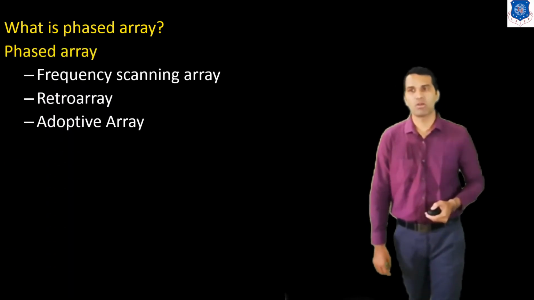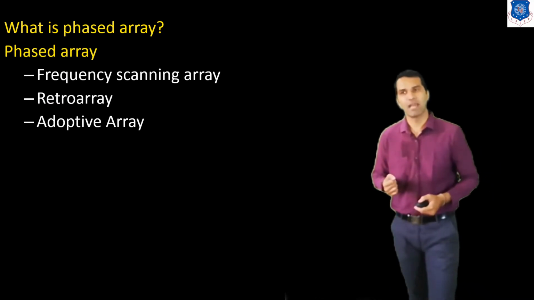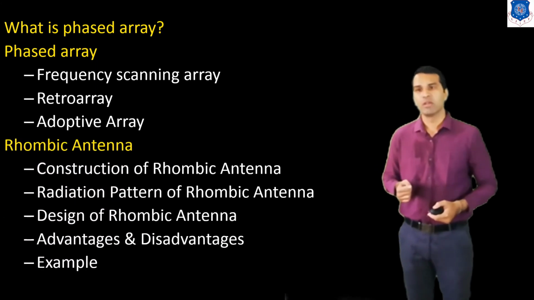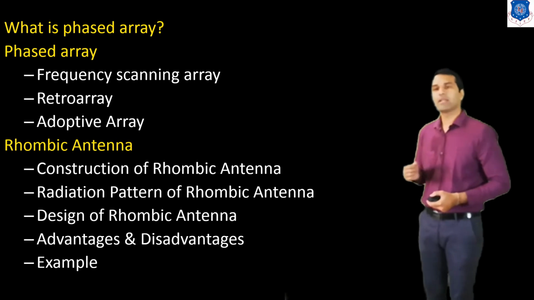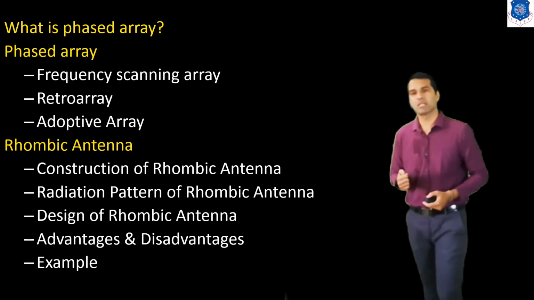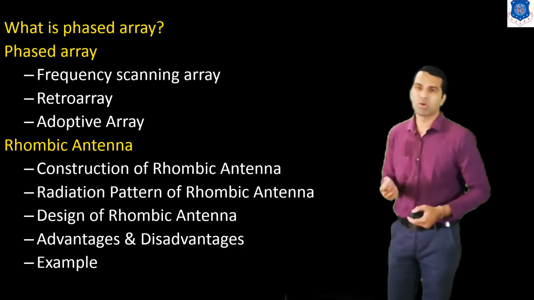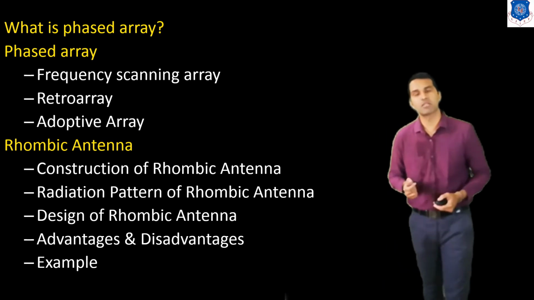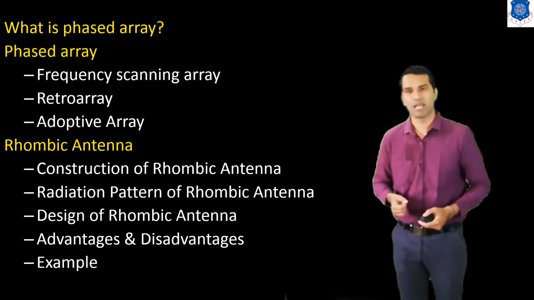So first we discuss what the phase array is. Then we discuss the frequency scanning array, retro array, then adaptive array. Then we discuss the rhombic antenna: its construction, its radiation pattern, its design, and its advantages and disadvantages. And last, we calculate one example of the rhombic antenna.